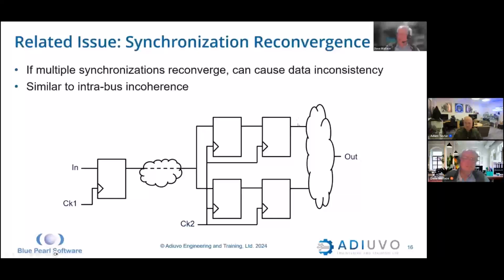a bit being synchronized multiple times, or maybe 2 related bits where the values are related to one another. And again, you get inconsistent results. You have to be aware of this. This is, again, something you can check for.